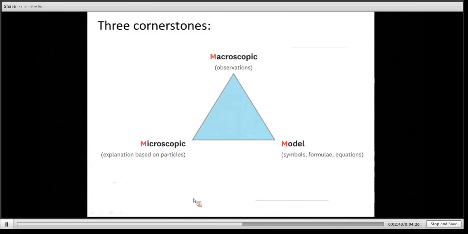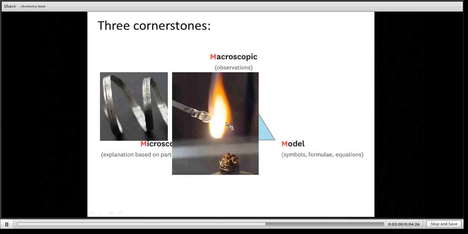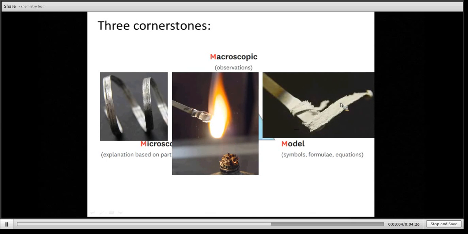Right, what do you need to focus on in this module? The 3 cornerstones of chemistry are the macroscopic, so those are the observations, what you see. So for example, in a reaction that you're going to be looking at this module, if you take magnesium, which is a shiny grey, it burns very brightly when you heat it, and you get left with a white solid powder. So those are your observations.